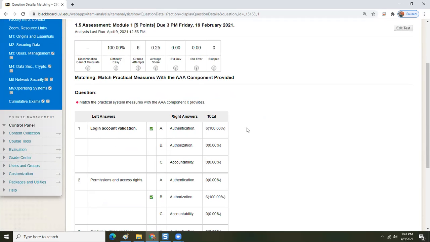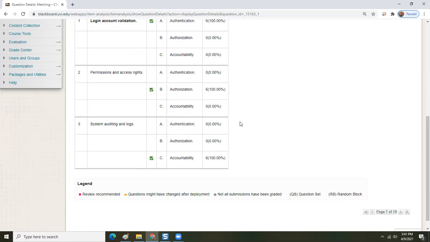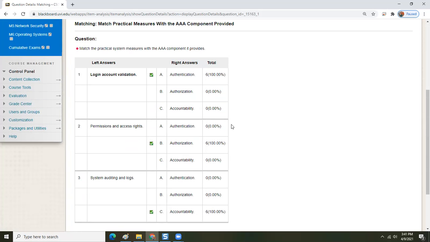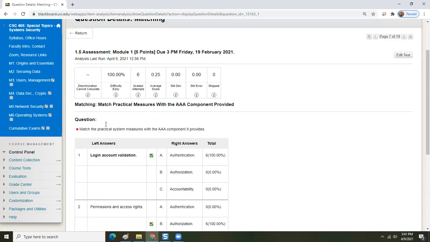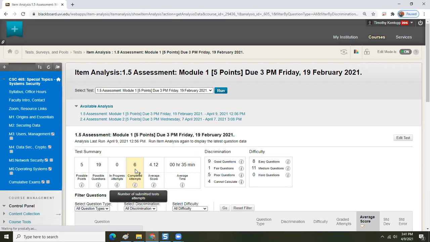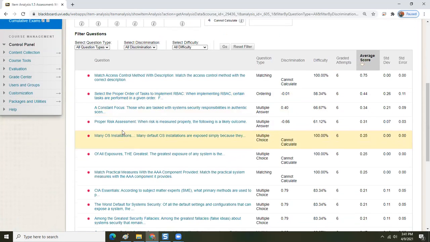Match the practical systems measure with, did everybody get it correct? No, everybody got it correct. Okay. No, we're good. Oh, I'm glad to see that. So login account validation has to do with authentication, permissions and access rights has to do with authorization, and system auditing and logs has to do with accountability. Outstanding. Never mind. That was a good one.